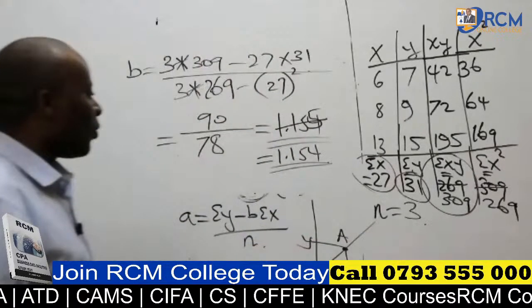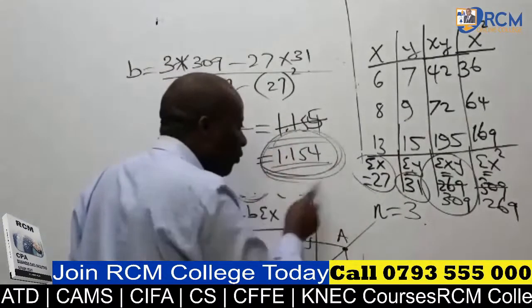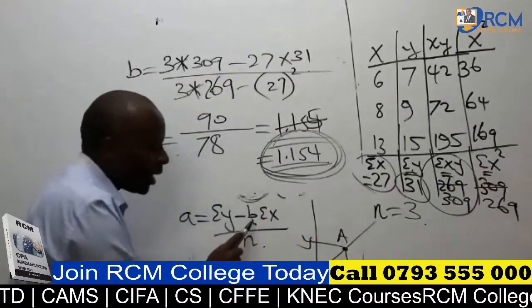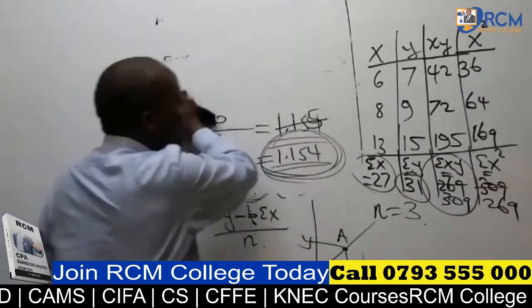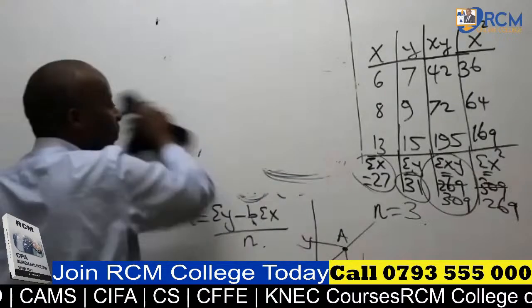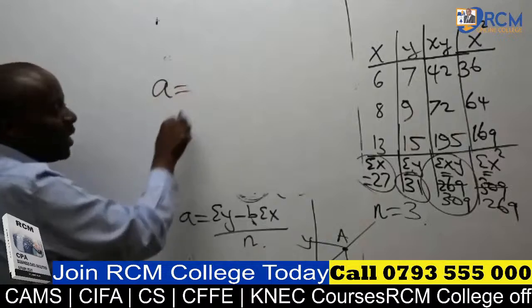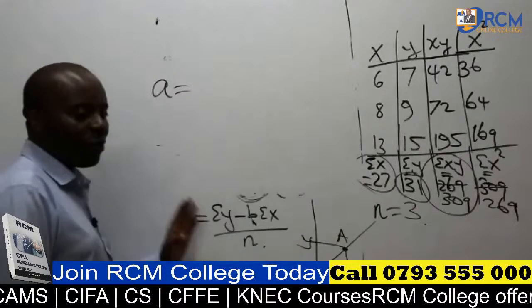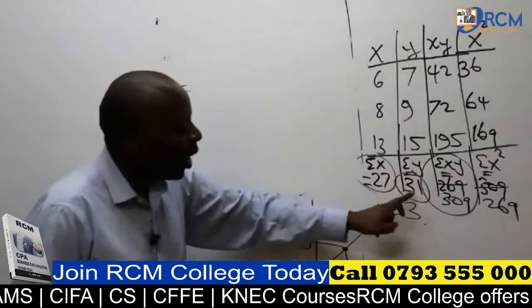Ladies and gentlemen, this figure here will be stored somewhere at the back of my mind because I need it here. While calculating A, I need the value of B. So I have to write it permanently at the back of my mind. So please come and give me the value of A. How do we get A? To get A, we are taking summation of Y.